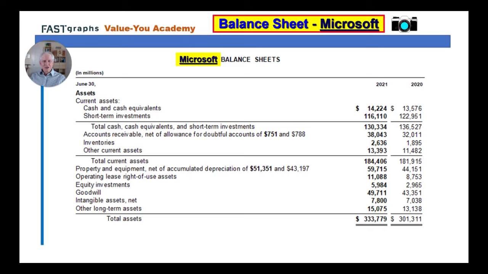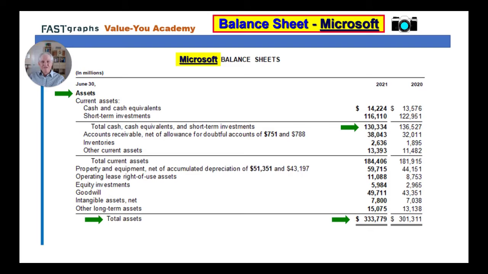So Microsoft on June 30th, 2021, under assets, they showed total assets of $333,779 billion. A lot of assets, but these are accounting numbers other than the cash, basically. So that's a lot of assets, but it's not market value. It's accounting value, as we're going to see. So there's the total assets, and out of that, $130 billion is basically liquid cash. That's total cash, cash equivalents, and short-term investments. That's amazing. $130 billion sitting there in cash.